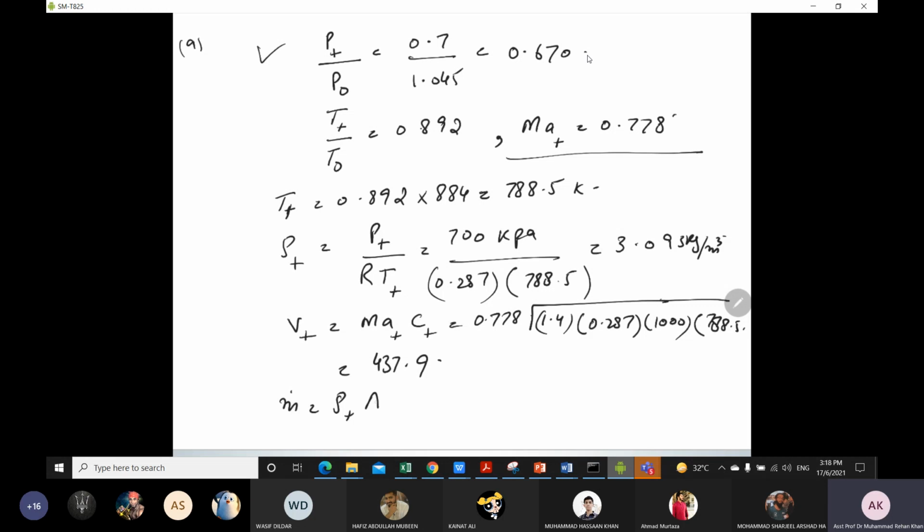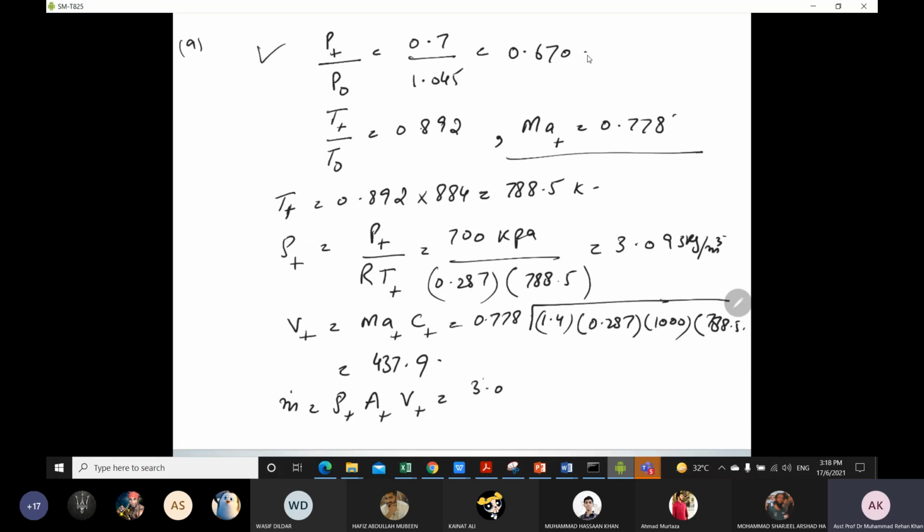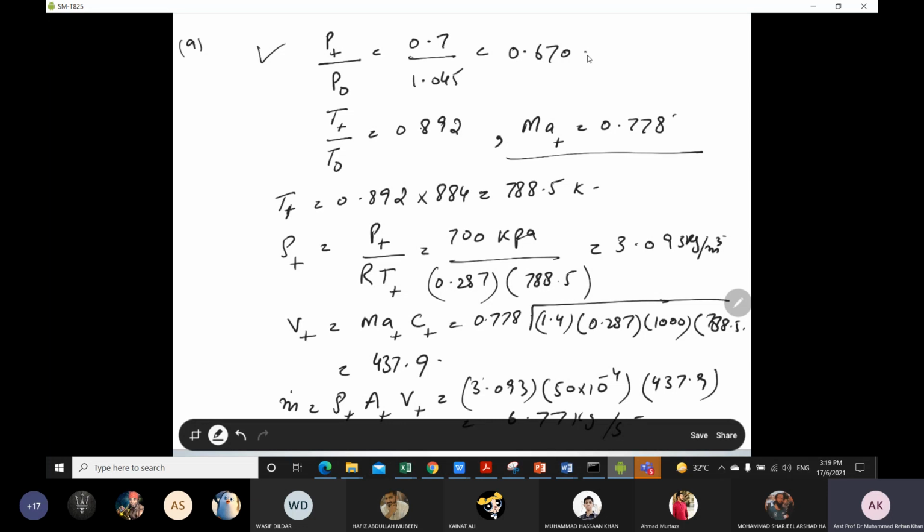So rho throat, area throat into velocity throat. So area throat is mentioned in the question, which is 50 centimeters square. So you just have to multiply all these three terms. So 3.093 into area throat is 50 into 10 raised to power minus 4. Velocity at throat is 437.9. So if you multiply, you will get the mass flow rate as 6.77 kg per second when your back pressure is 0.7 megapascal. So this is the solution of part A. If you have any question, you can ask me. So then we will move towards part B as well.